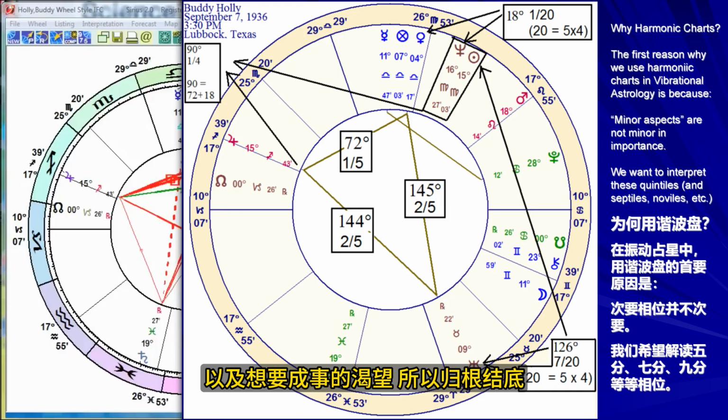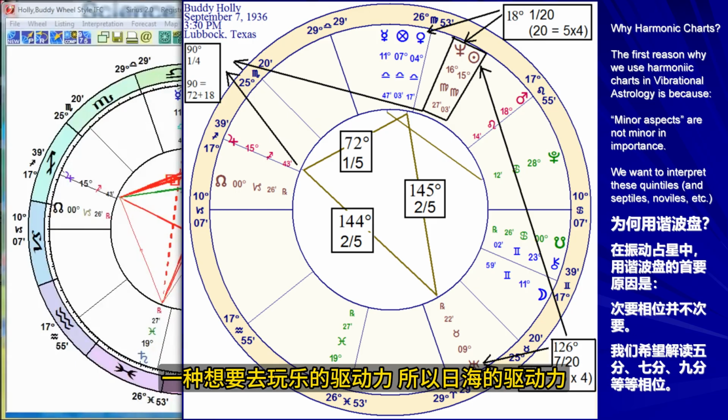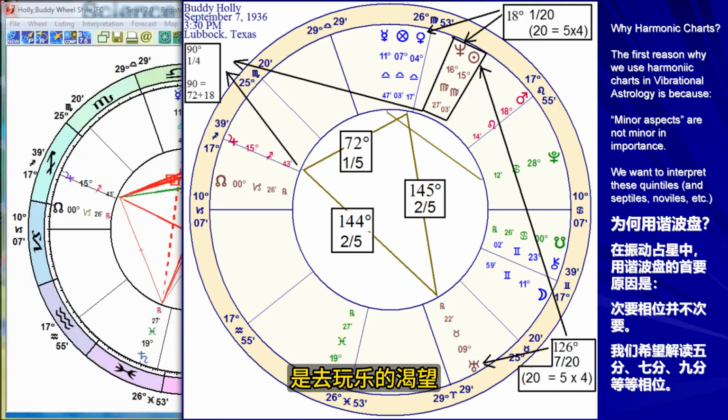So the bottom line is, you don't have to understand all of this mathematics and have all these intuitions about rhythms and beats and frequencies. All you have to know is that this is going to all be drawn for you in the harmonic chart. Because these aspects that are 20th harmonic, the meaning of 20 is 5 times 4. It's what we call factoring. You find the numbers that multiply together to equal that. The meaning is going to be a drive to play. So Sun and Neptune are in a drive to play, a need to play with the Venus, Uranus, and Jupiter. Okay? So that's a little background to it.